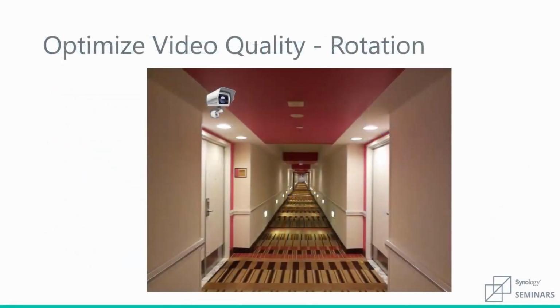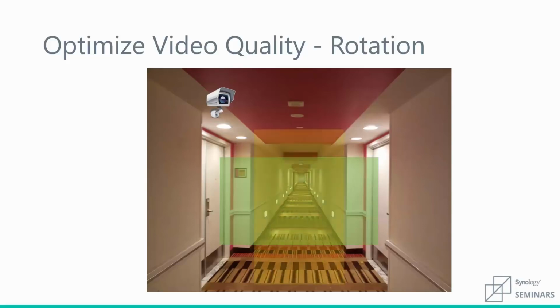Synology supports the ability to rotate your camera view. As an example, in this hallway, the green area represents the normal field of view for a camera. Cameras which support rotation can rotate 90 degrees to display the yellow highlighted area in order to get a more useful view of the hallway.